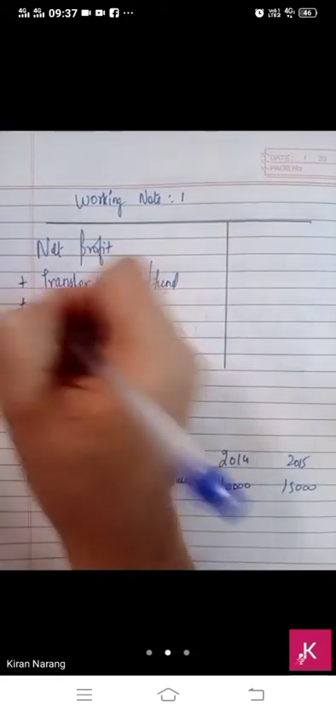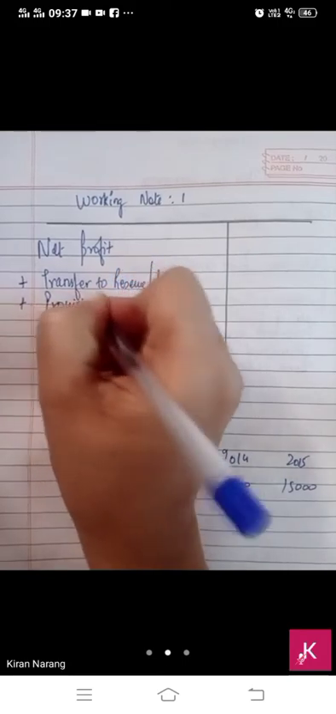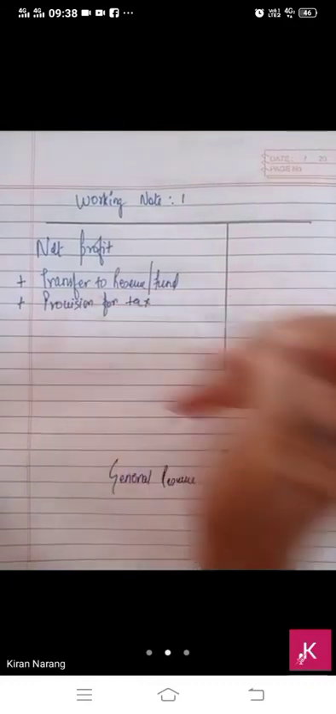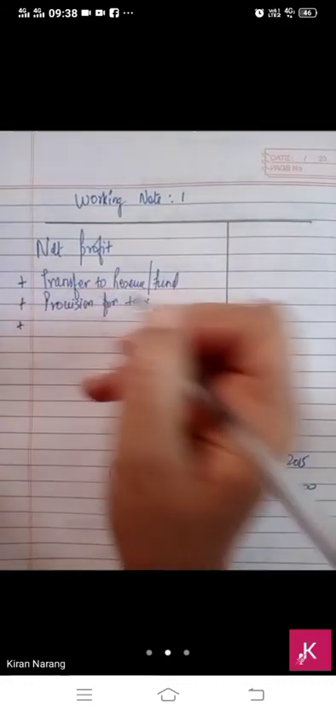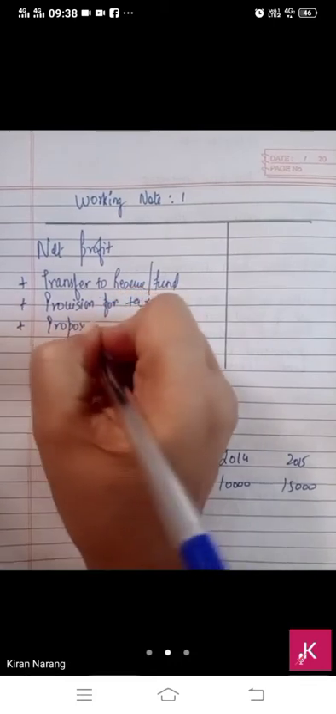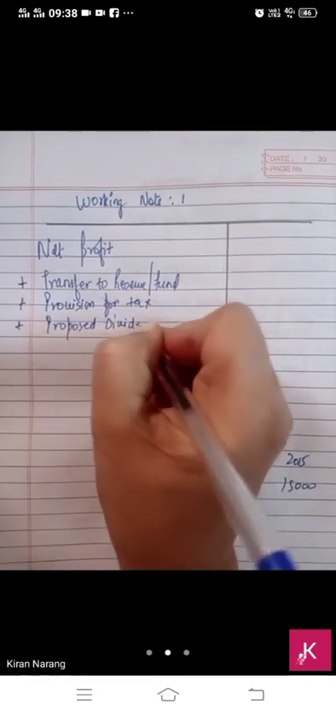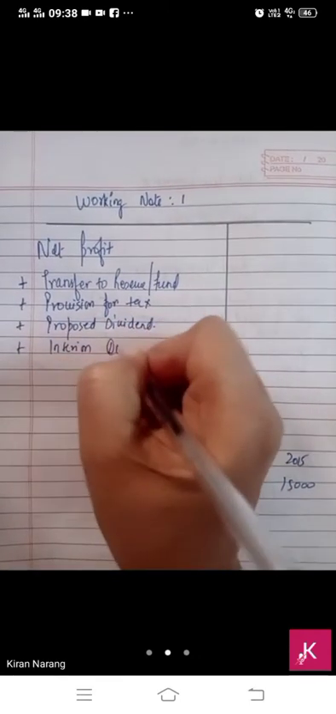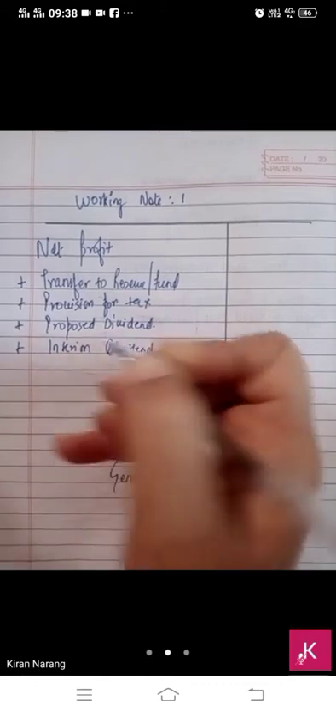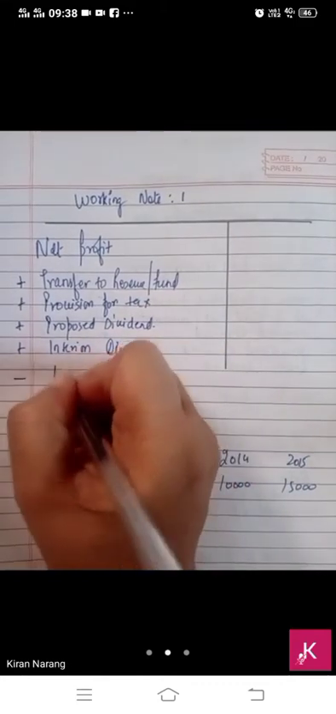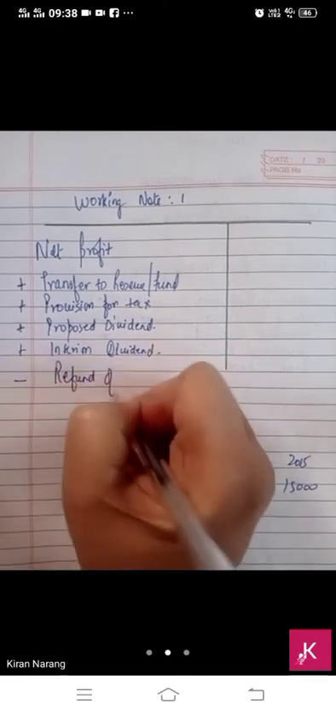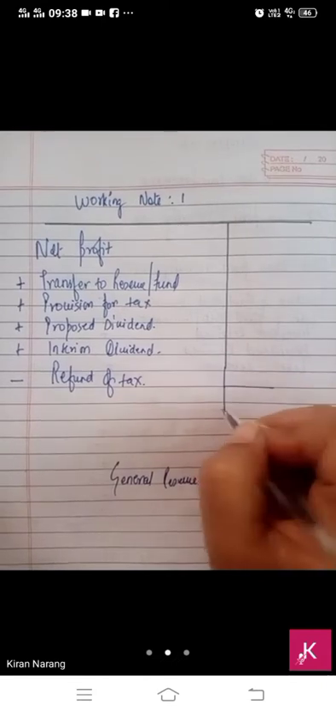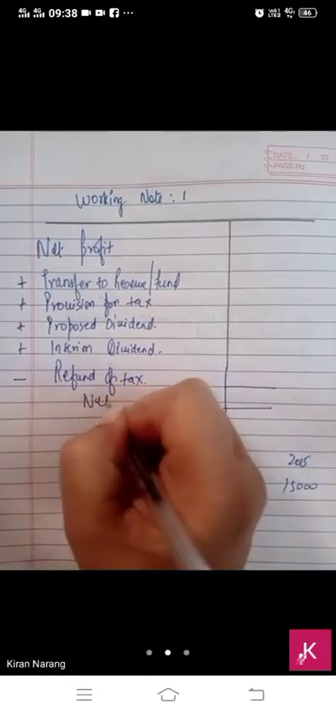Then you have to add the provision for tax. You will write provision for tax. Then there are 2 remaining, dividends: proposed dividend and interim dividend. 2 types of dividends are there. Okay. Then one thing will be subtracted and that is refund of tax. If you have received any type of refund of tax, you have to subtract. Then what is the answer? Net profit before tax.